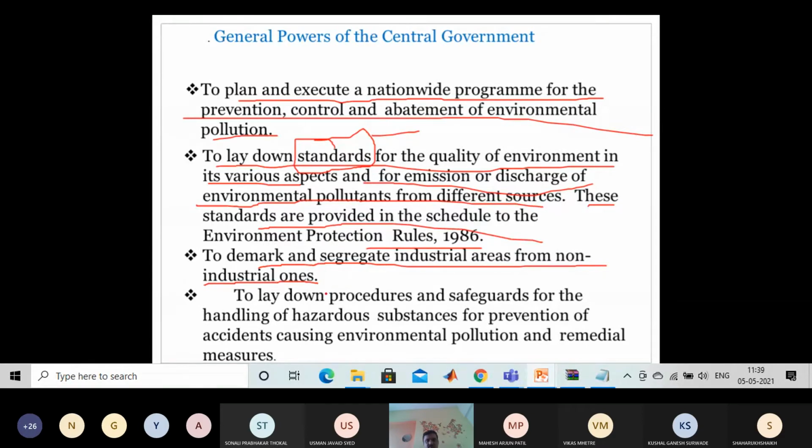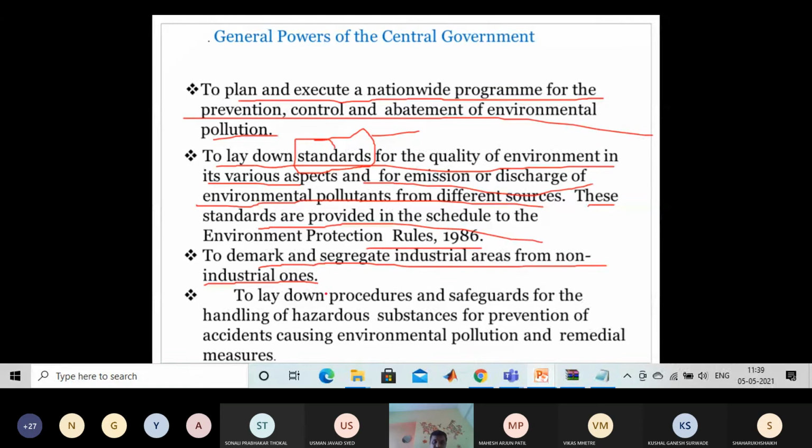Means what? Here, the role of the authority is to suggest that a particular area should be allotted for industrial activity and another for non-industrial activity. Because if you segregate industrial and non-industrial activity, it is very simple to control the pollution in that sector. If industries are scattered, industry A at one location, B and C at other locations throughout the city, it is very difficult to control.